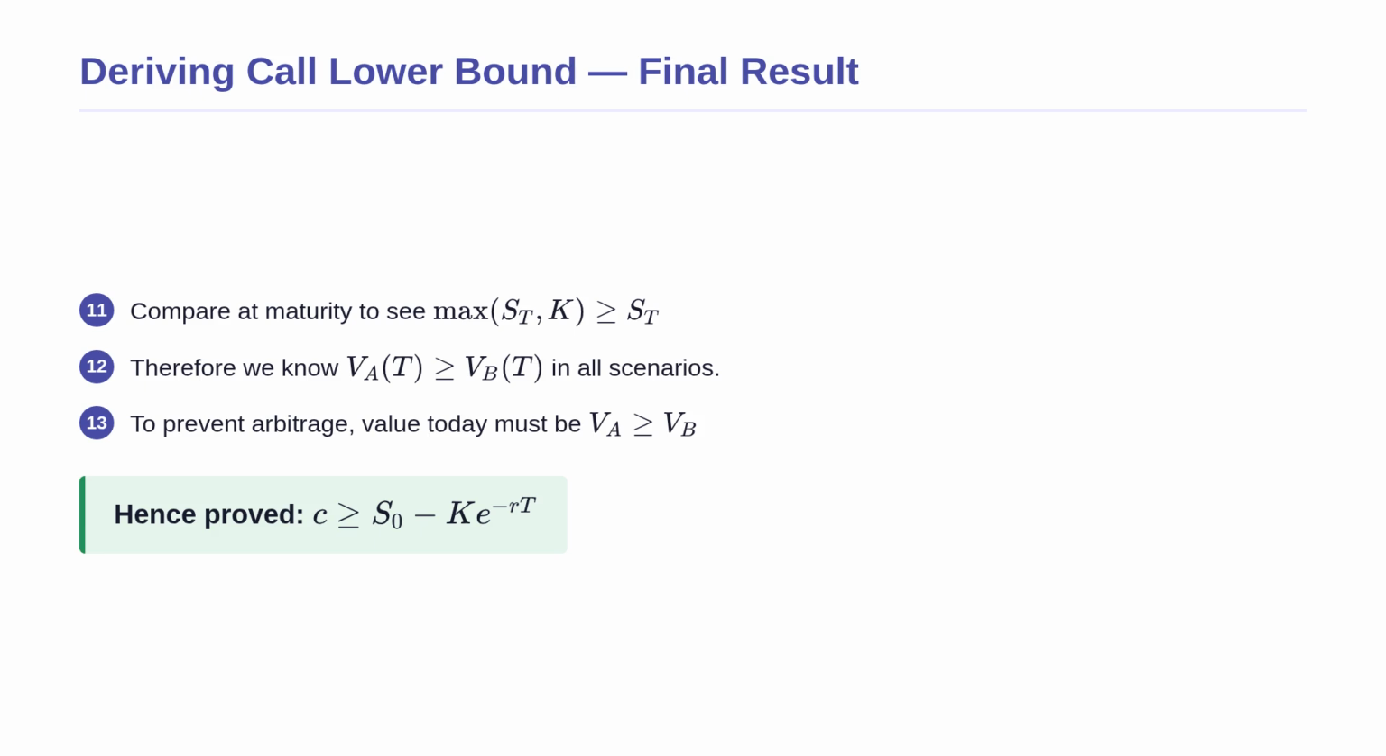If it did not, an investor could buy the cheaper portfolio A, sell the expensive portfolio B, and lock in a guaranteed risk-free profit. This logic means the value of A today must be greater than or equal to B today. Substituting our initial equations, we get C plus the discounted cash is greater than or equal to S0, which perfectly proves our lower bound formula.